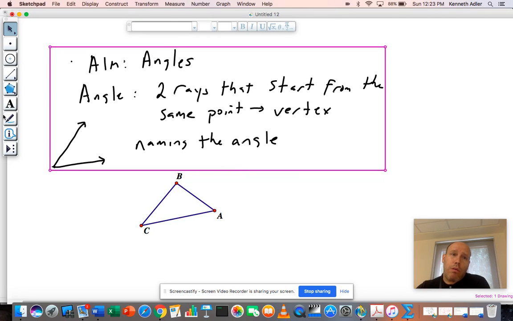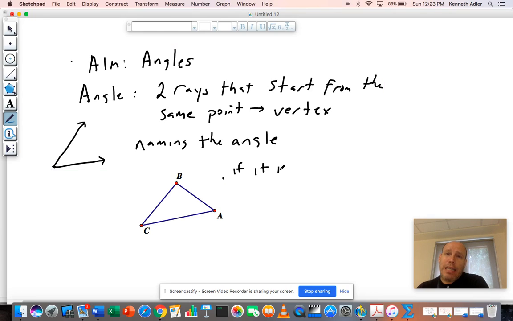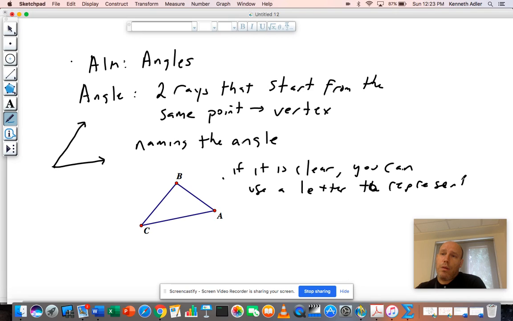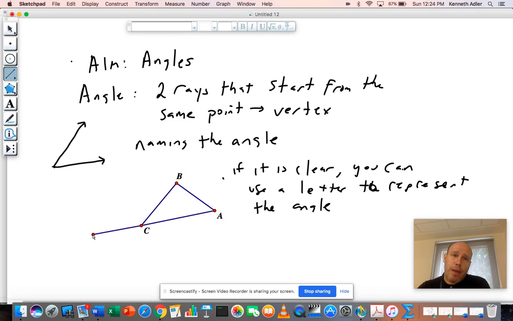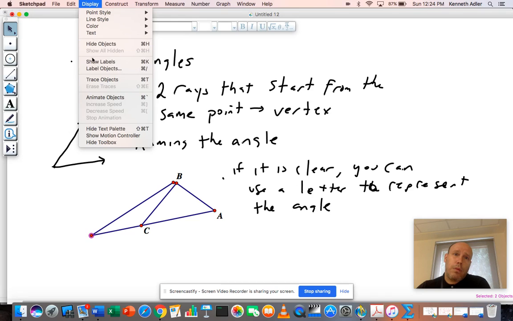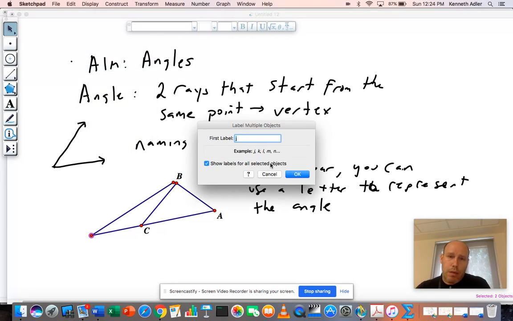So if it is clear, you can use a letter to represent the angle, but we run into a little problem because let's say I make this diagram like this, and let's label this D. Let's label it D, right?